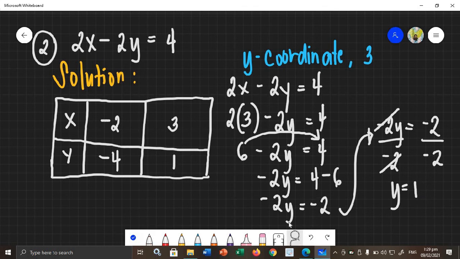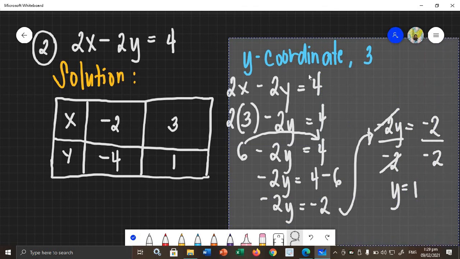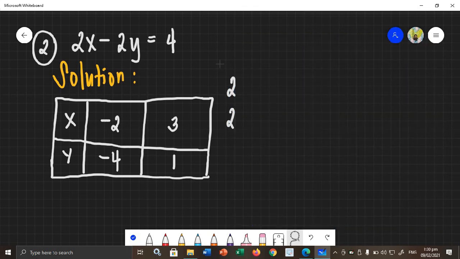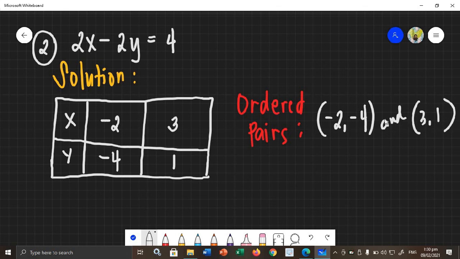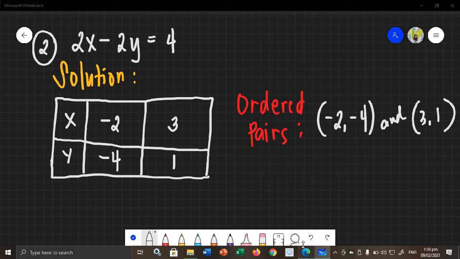So these are now the values of your x and y coordinates. So using this table of values, we will now be having our ordered pairs. So the first one is negative 2 and negative 4. And then the second one is 3, 1. So using these ordered pairs or using these points, we can now graph our linear equation.